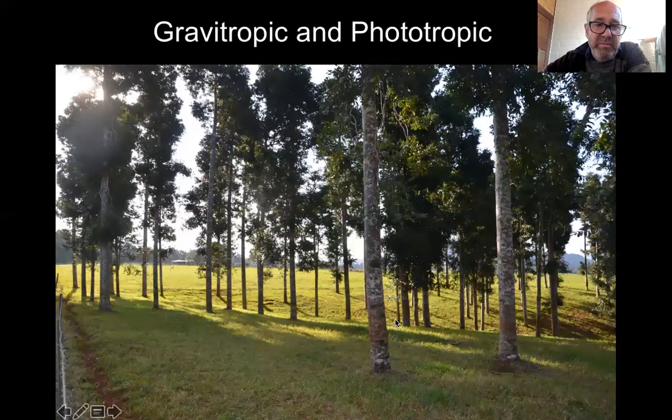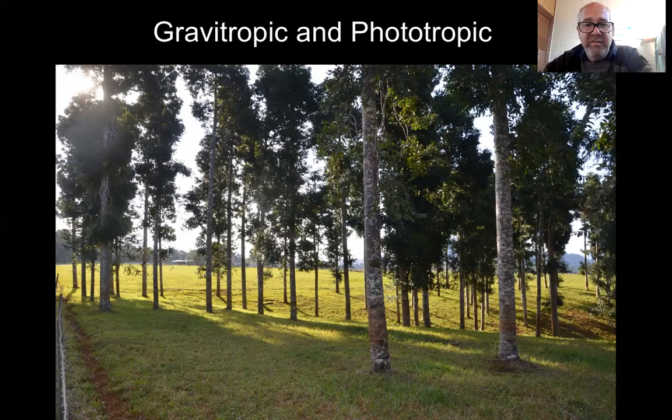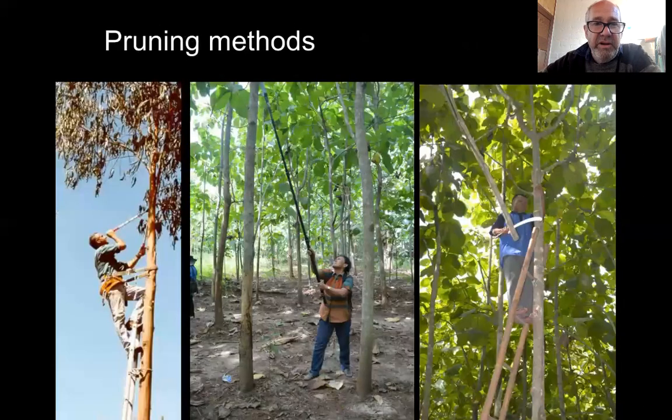This is Agathis robusta, a species that will grow straight even if it's growing in the shade or light from one direction. That's what we call gravitropic. It's ideal for timber production. Other species like redwoods do the same, and oaks to a lesser extent. They can give us much straighter trees.